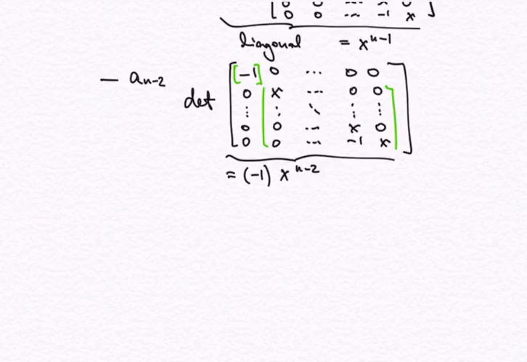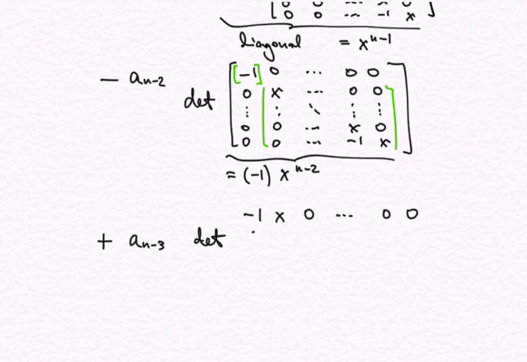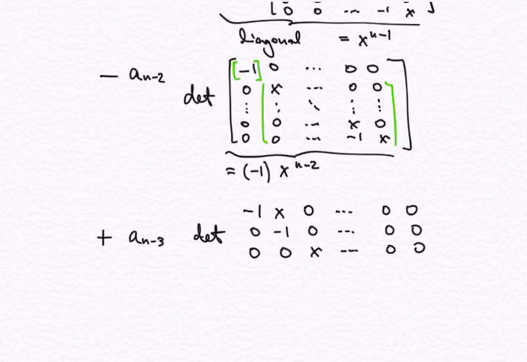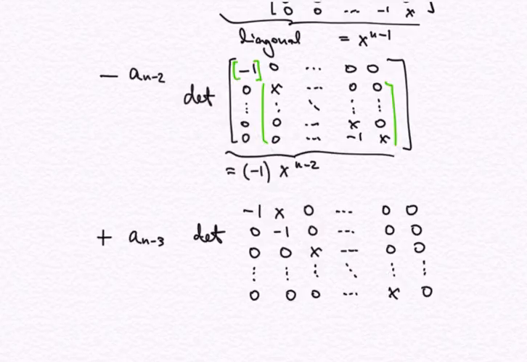Next, sign pattern plus a n minus 3 times the determinant if I delete the first row and third column, and this is the matrix minus 1, x, 0, 0, 0, 0, minus 1, 0, 0, 0, 0, 0, x, 0, 0, 0, 0, 0, x, 0, 0, 0, 0, minus 1, and x.